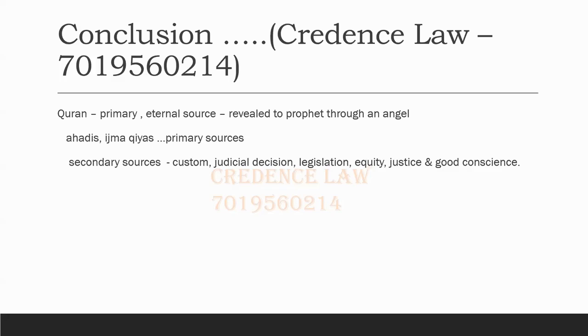Then comes the conclusion. From the above detailed discussion, it is very much clear that the very source of Islamic law is the Quran, which is considered to be the divine law. It has eternal existence. It is considered to be the very words of God because it was given by God to the Prophet through an angel called Gabriel. Later, the Quran is supplemented by other sources as well.